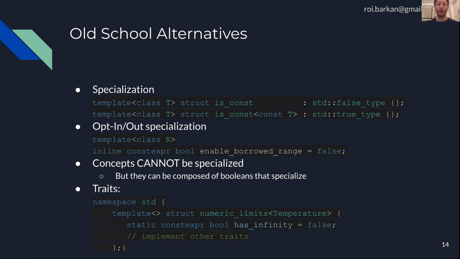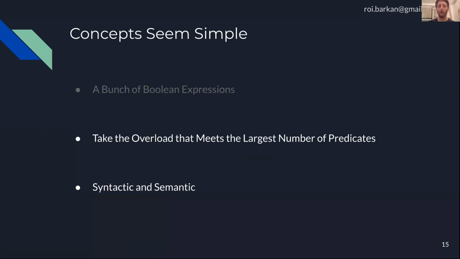The rules say that I'm allowed to specialize on my own class. I just need to make sure, first of all, to be semantically correct, and secondly, I'm expected to implement all the traits inside numeric_limits. I can't just go and implement part of them. So this is basically a summary of various ways to create a bunch of Boolean expressions over types in C++20 and before. I think this is a reasonable place to stop for questions.